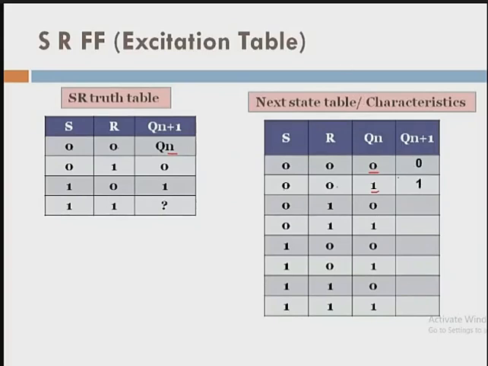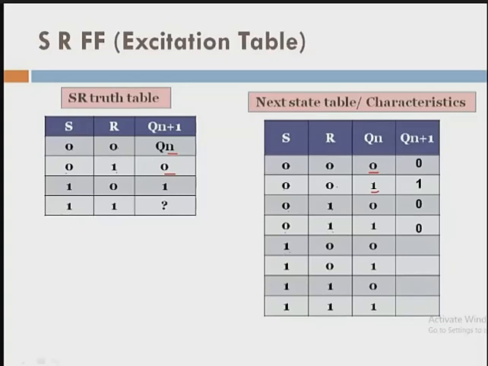Okay, fine. Now the third combination, S is equal to 0, R is equal to 1. When S is equal to 0 and R is equal to 1, the output value is 0. So it does not depend on your Qn value, and you can directly write down the 0. Again check, S is equal to 0 and R is equal to 1, so again it is 0 value. So again the Qn plus 1 is 0.